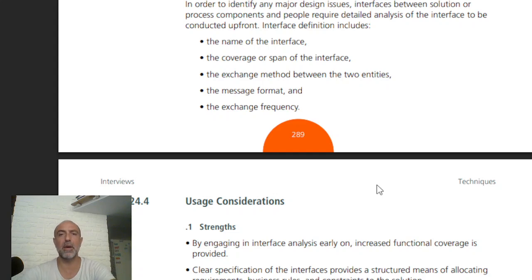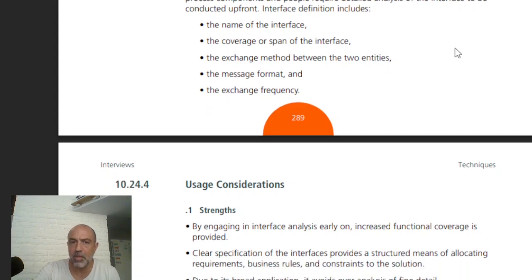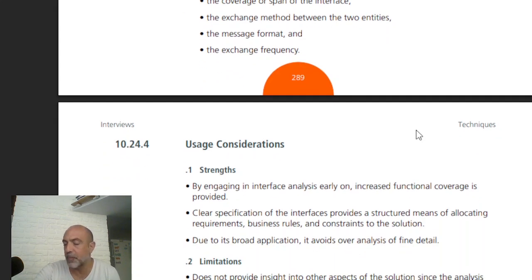In order to identify any major design issues, interfaces between solutions or process components and people require detailed analysis of the interface to be conducted up front. And the definition includes the name of the interface, the coverage or span of the interface, the exchange method between two entities, the message format, and the exchange frequency.